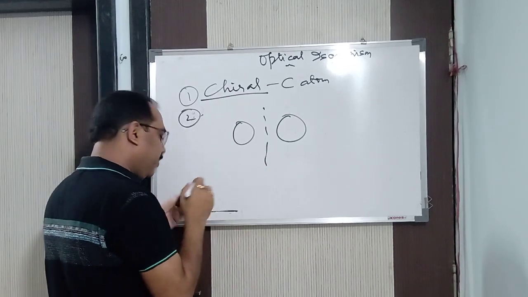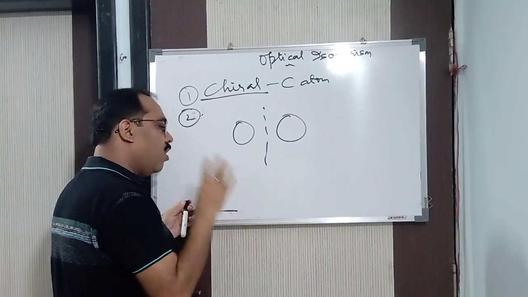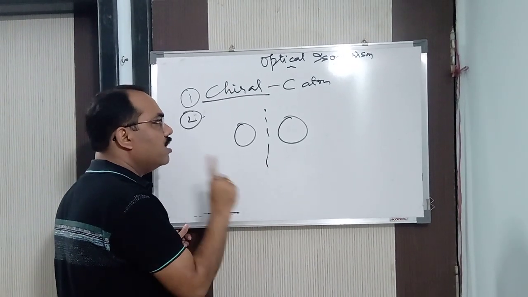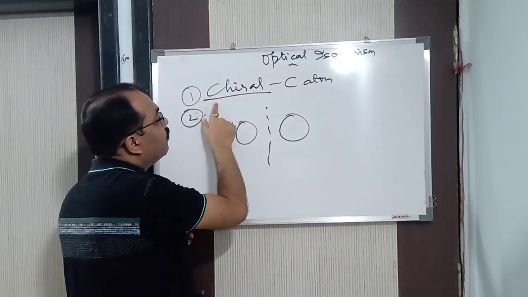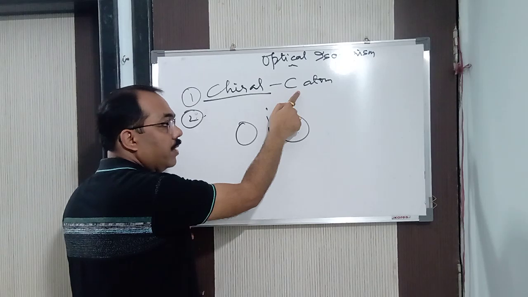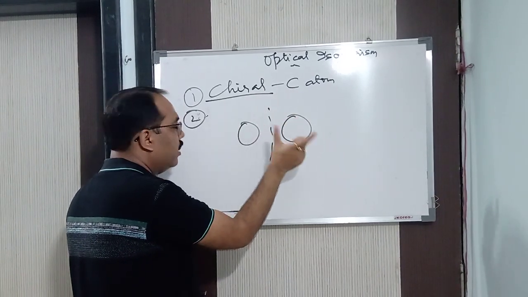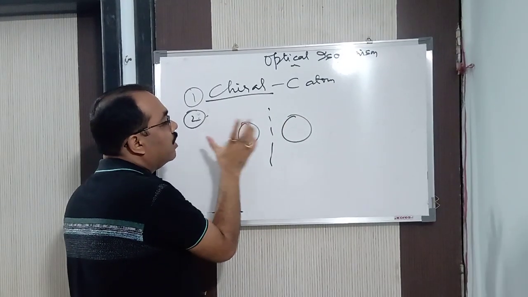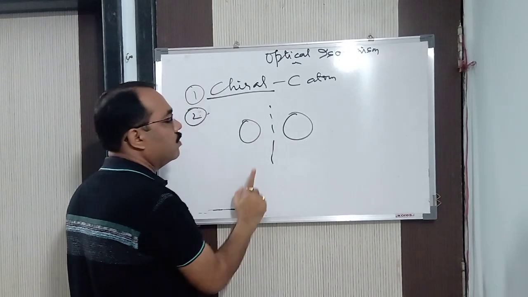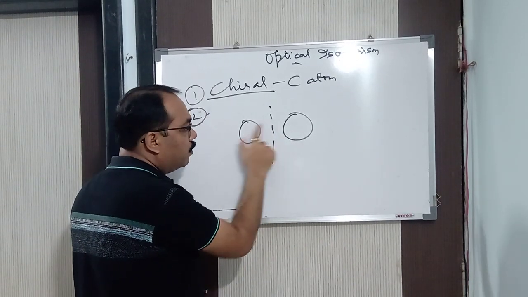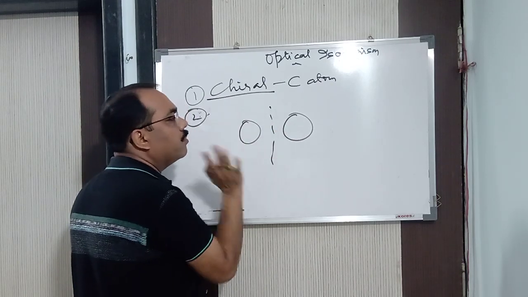So what I said to you, in a given optically active compound, either of the two conditions has to be satisfied. One is that the compound should have a chiral carbon atom present in it. I'll tell you what is chiral carbon atom. And the second condition is that the mirror image of the compound should not be superimposable. Here it is superimposable. It should not be superimposable.